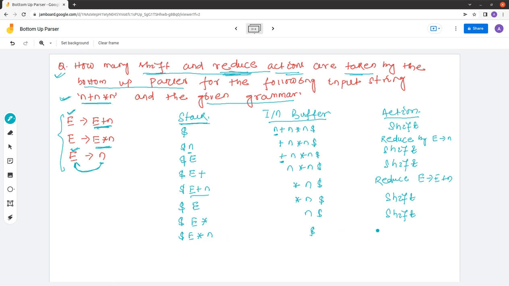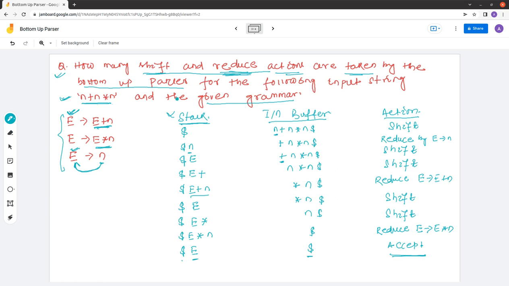E*n, so it is a reduce, E to E*n. So this is $E$. Now this is called the accept action. At the last, the stack always contains $ and the starting symbol. Here E is the starting symbol and the input buffer contains only $. Then this action is called the accept action.